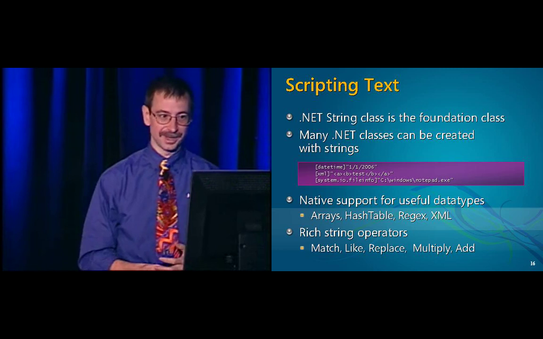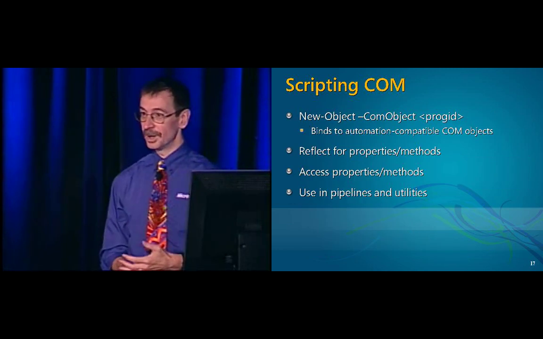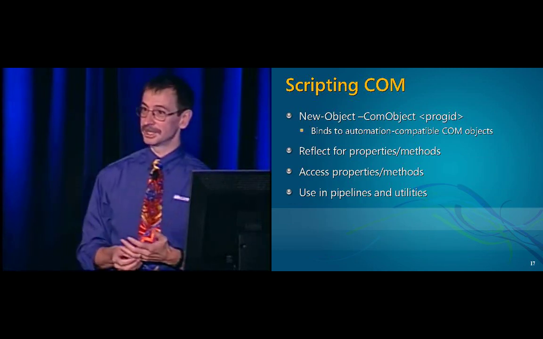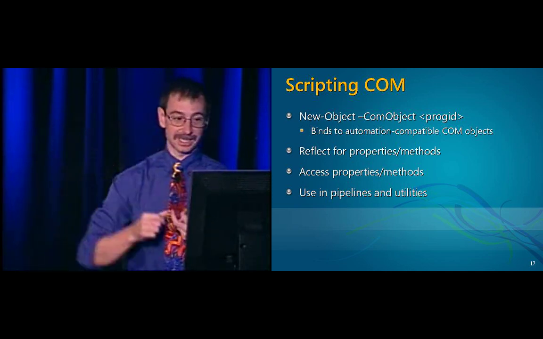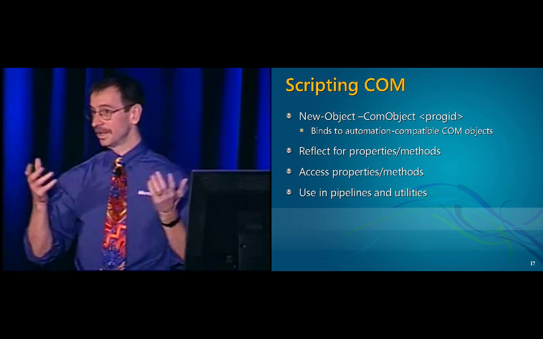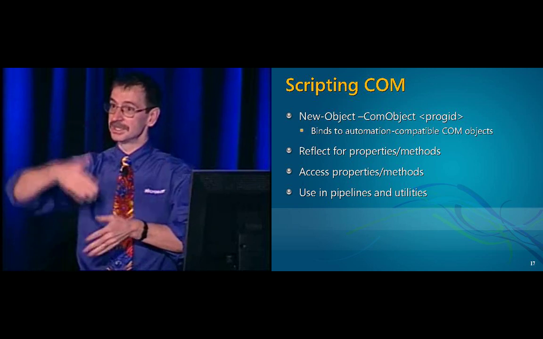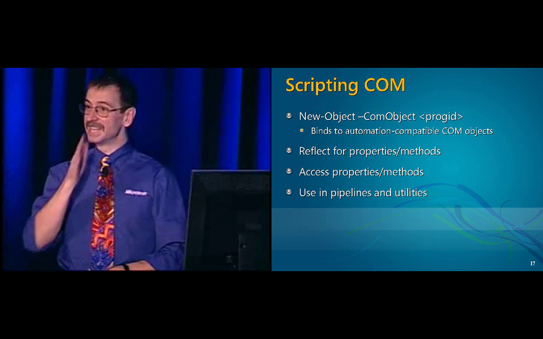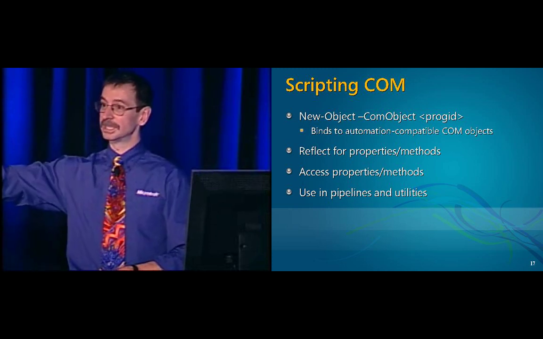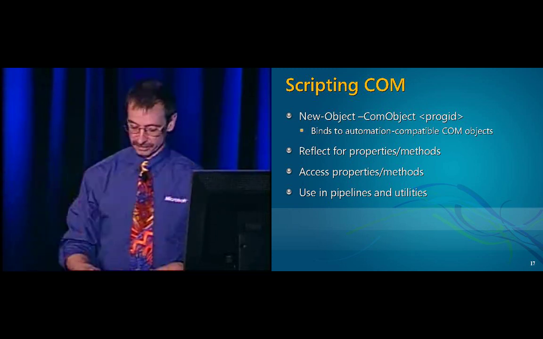We've got COM scripting. You new up an object, you say -ComObject and give it the ProgID. You get access to that. We give you a synthetic type, and then you can reflect against it to find all of its properties, invoke any of its methods, access its properties, and you can then pipeline it to any of our utilities and pipelines. It's fully integrated into the system.